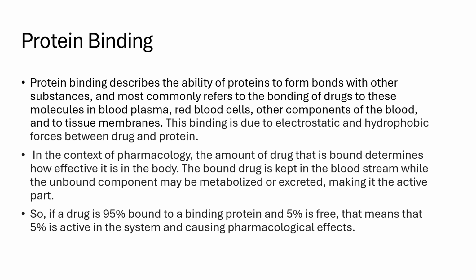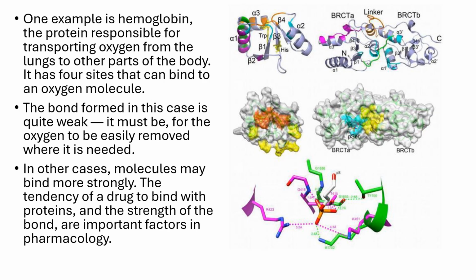So, if a drug is 95% bound to a binding protein and 5% is free, that means that 5% is active in the system and causing pharmacological effects, right? So let's say if a drug is 95% bound to a binding protein and 5% free, that means the 5% is active in the system and causing the pharmacological effects. All right, so the 95% is bound to a protein, and 5% is what is actively helping in the system, causing its effects.